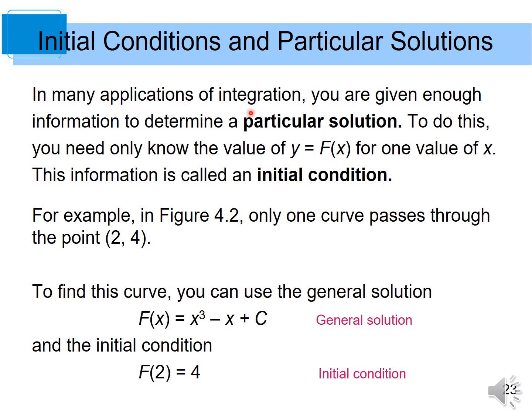In many applications of integration, you are given enough information to determine a particular solution. To do this, you need only know the value of y equal to Fx for one value of x. This information is called an initial condition. For example, in the previous figure, only one curve passes through the point (2, 4). To find this curve, you can use the general solution Fx equal to x cubed minus x plus c and the initial condition. At this point, x equal to 2, y equal to 4. So we write the initial condition F2 equal to 4.